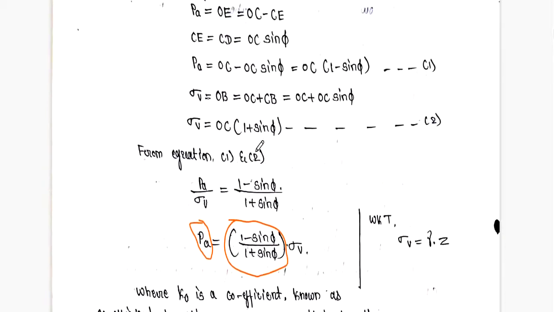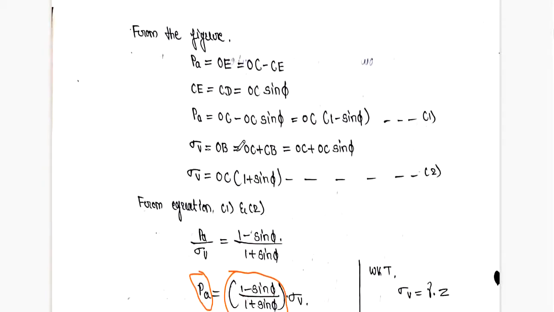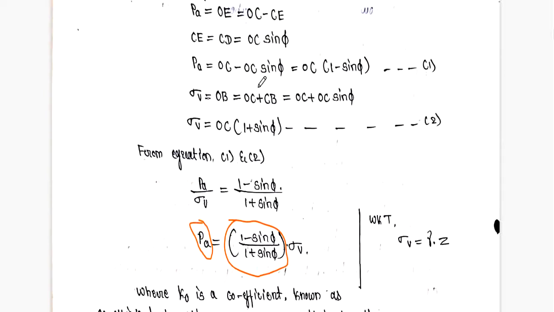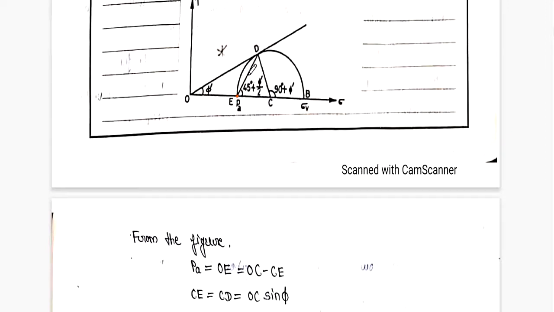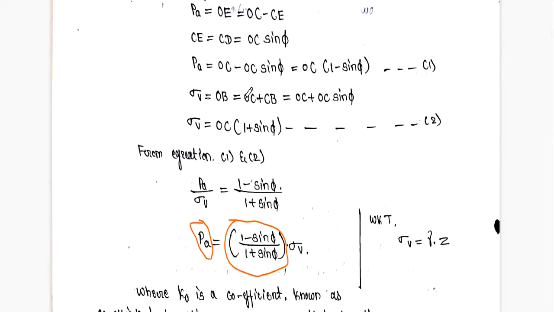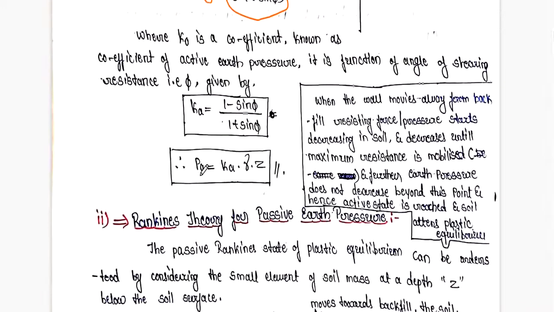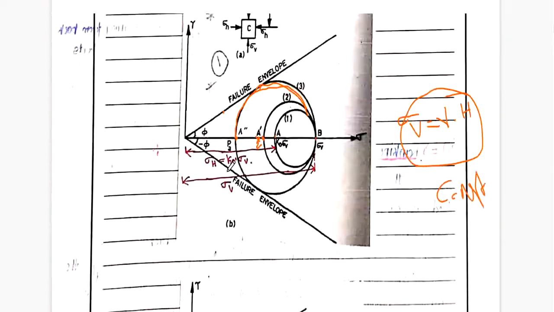I have just used simple mathematical trigonometry to derive this. You can go through this by considering this triangle. I have derived it, so you can go through it and derive the formula for Ka. After using Ka, I can say Pa is equal to Ka into sigma V. That I have shown here.